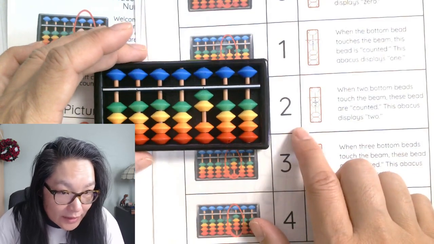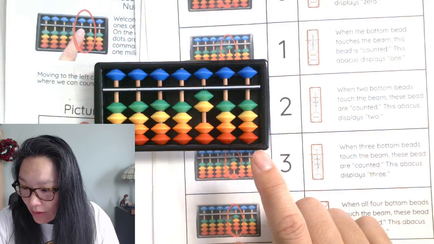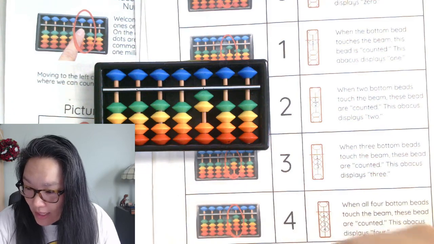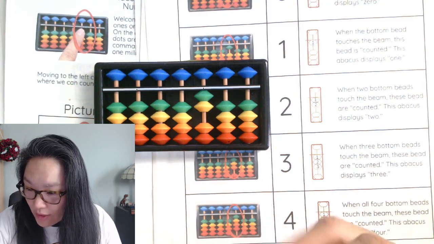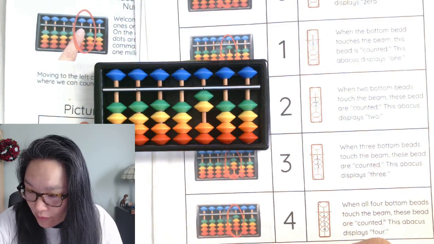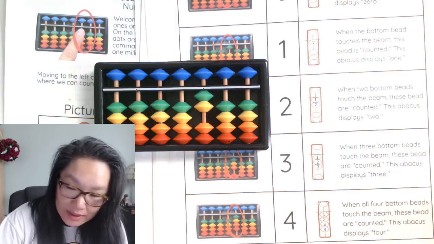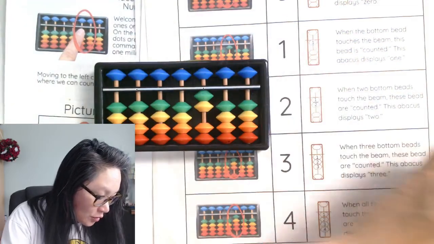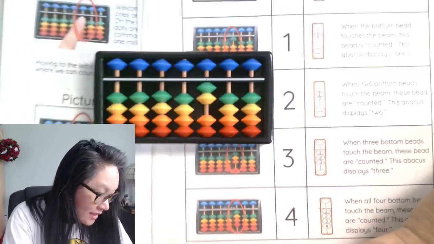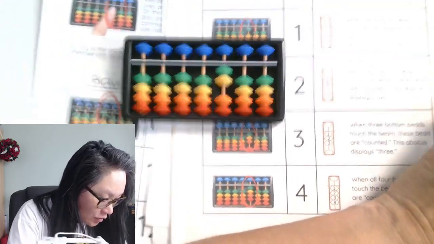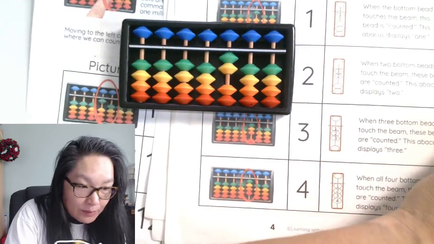When we understand how to read the abacus, then it'll be easy for us to be able to do adding, subtraction, multiplication, and division. Thank you everybody for joining. My name is Lynette. I am an abacus teacher. I teach math with an abacus. What is an abacus? An abacus is a counting tool. An abacus is a math manipulative.